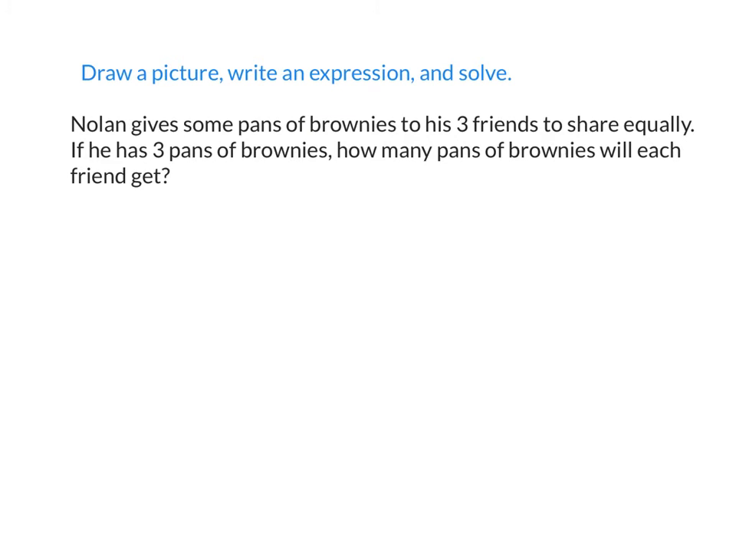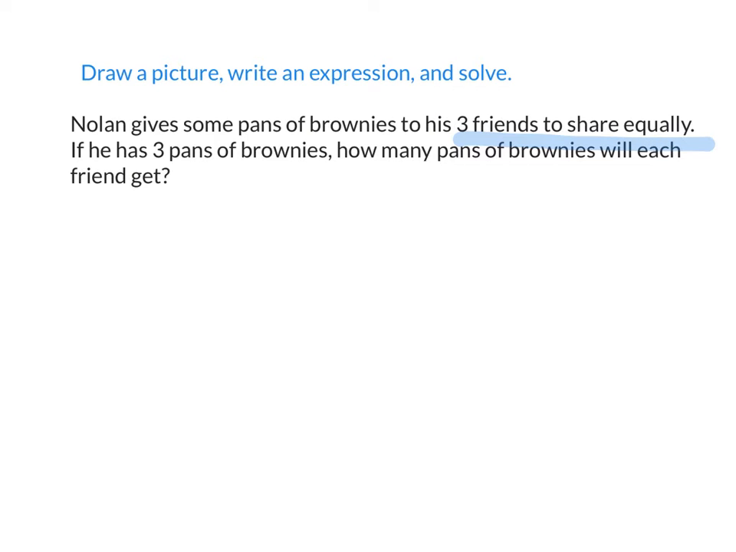In this situation, it says Nolan gives some pans of brownies to his 3 friends to share equally. How many people are sharing brownies? Nolan gives some pans of brownies to his 3 friends to share equally. He's just giving it to his friends. Does it say Nolan's eating some too? No, so how many people are sharing the brownies? 3. How many people are eating brownies? 3. We know this because it says 3 friends to share equally.